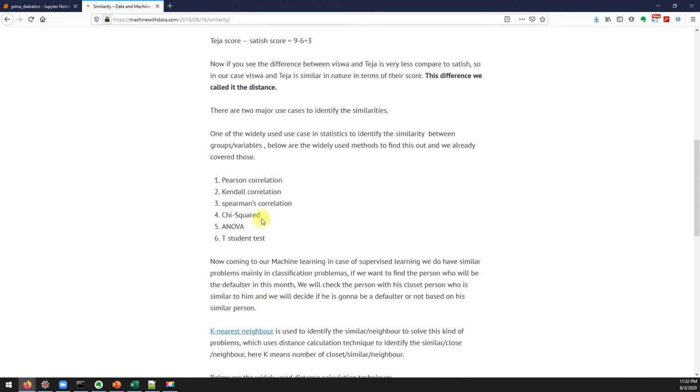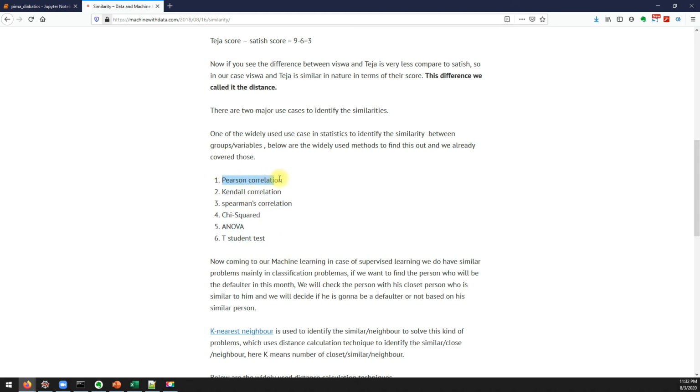Now where do we use these distance metrics? There are two major use cases to identify similarities. When you say similarities, we usually go with the distance metrics. One of the widely used use cases in statistics is to find the similarities between groups. If you remember, we already talked about correlation, which is nothing but Pearson correlation. It will tell you how much two variables are traveling together. In a similar way we have Kendall correlation, Spearman correlation, chi-square, ANOVA, and t-test, which we are going to discuss in our further videos.